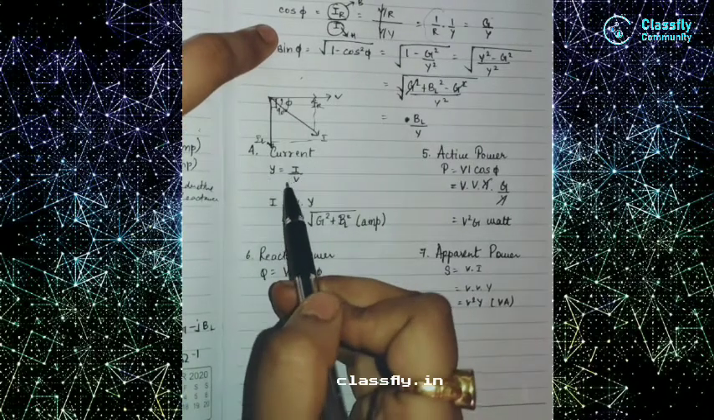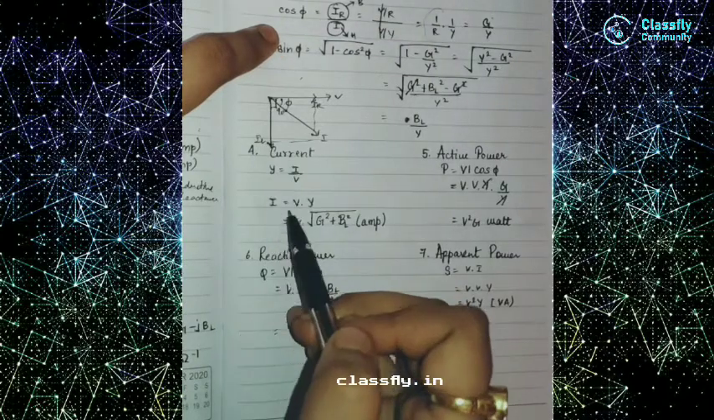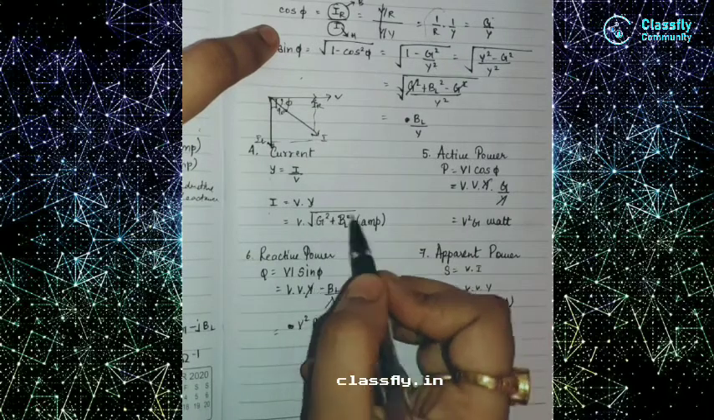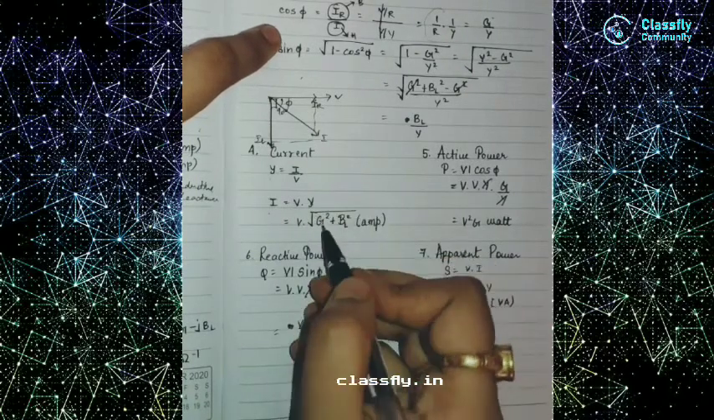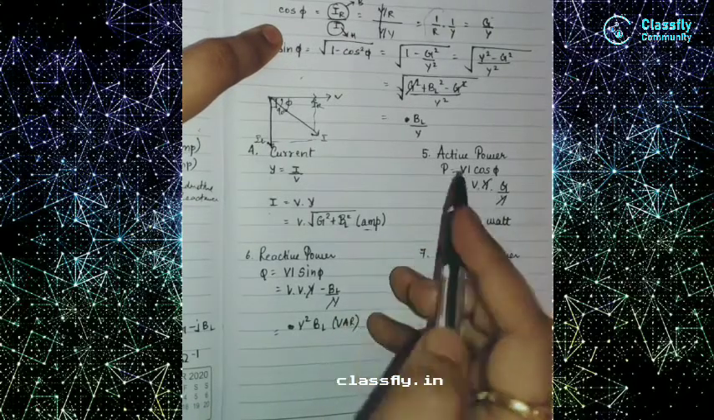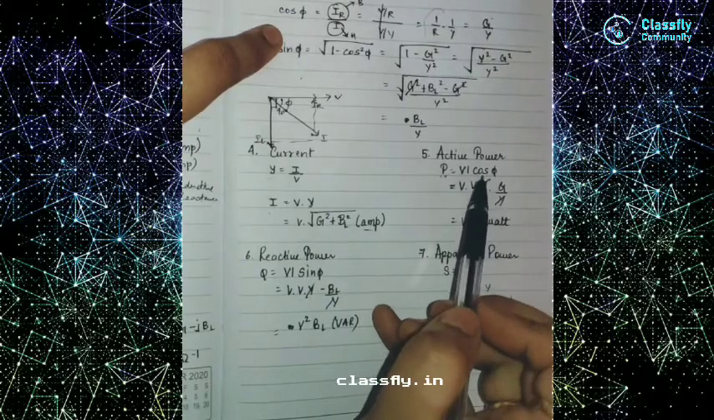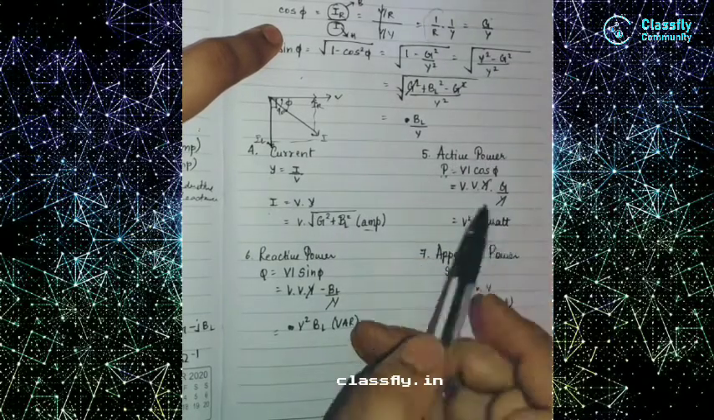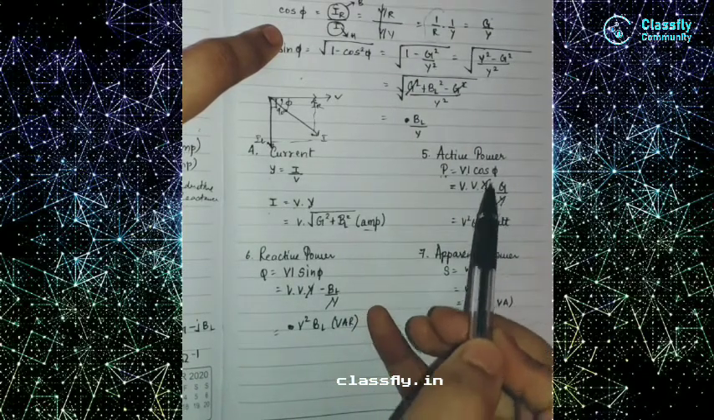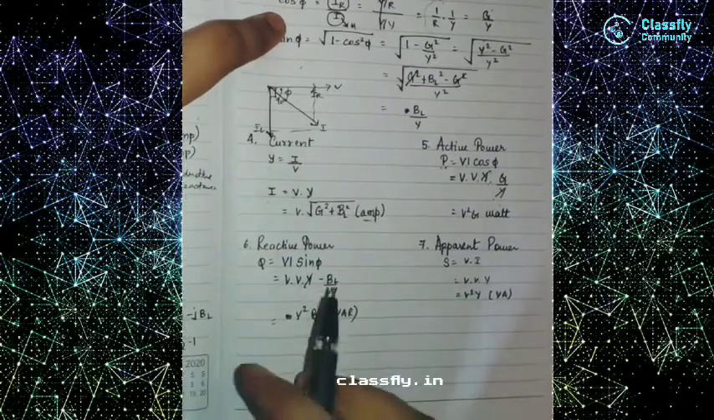Admittance is equal to I by V, and when we want I's value, it will be V into Y, and we know that Y, the admittance, is the square root of G square plus BL square, and its unit will be ampere. Active power is denoted by P, and it is VI cos phi. We have already found cos phi, which is G by Y, and our I is V into Y, that is voltage and admittance. Y gets cancelled, and we are left with V square G, and its unit is watt.